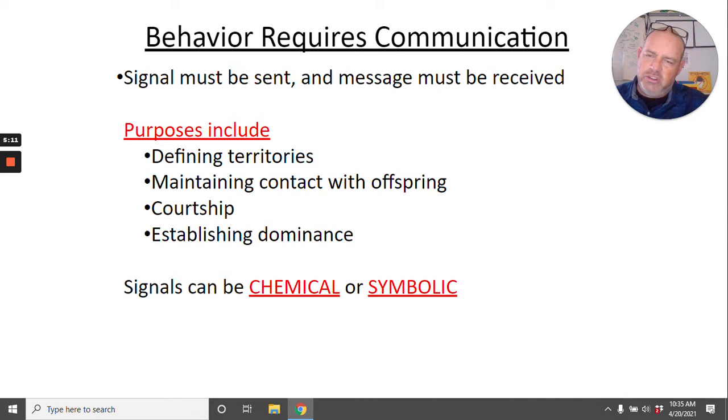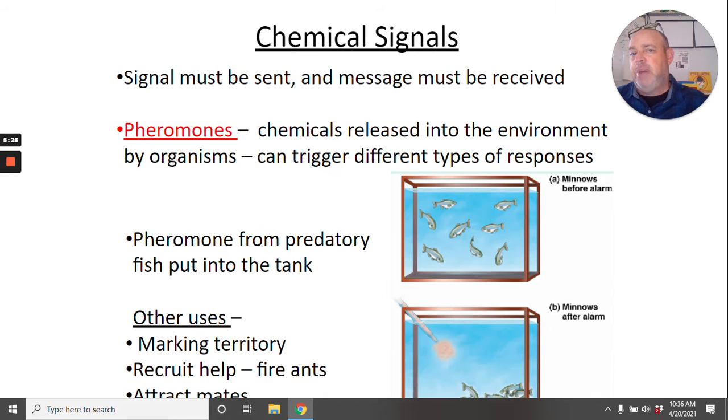So communication is a big part of behavior. Signals have to be sent, messages received, lots of reasons to communicate: defining territories, maintaining contact with offspring, courtship, establishing dominance, all sorts of reasons, right? Signals can be chemical, they can also be symbolic. One chemical signal might be a pheromone. Pheromones are there to attract mates or mark territory, help recruit other organisms to do a particular function or behavior.